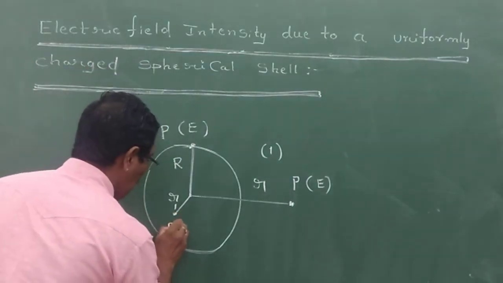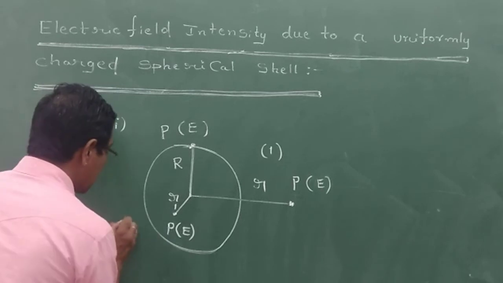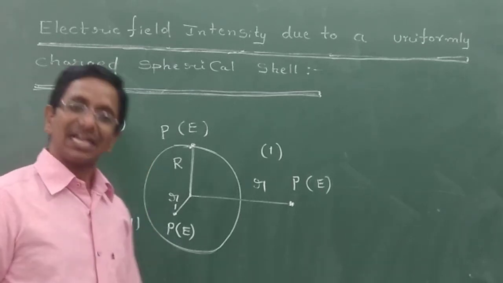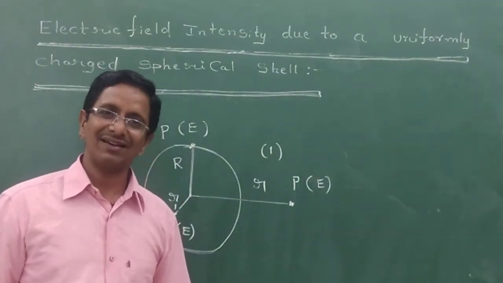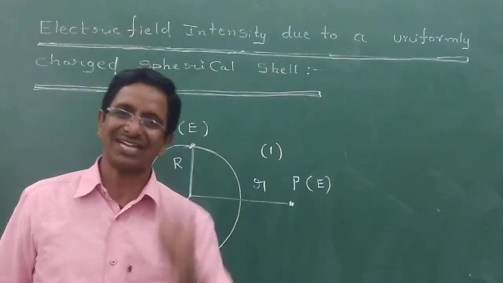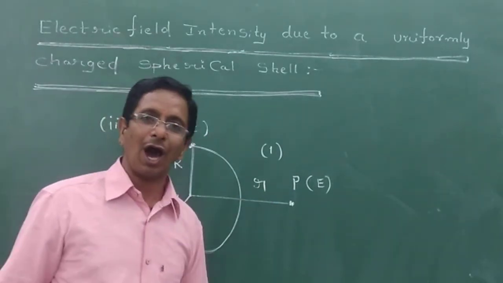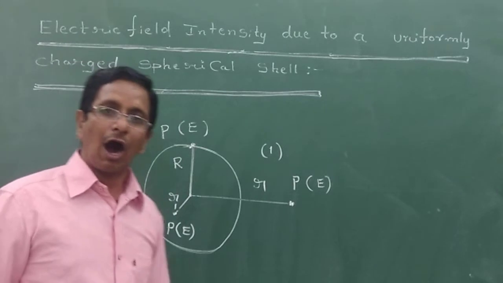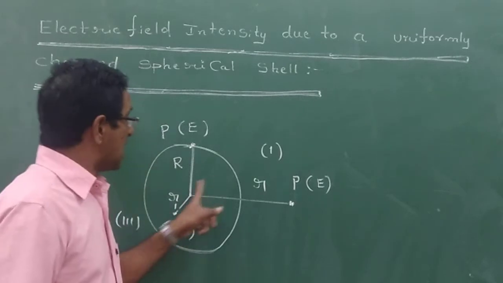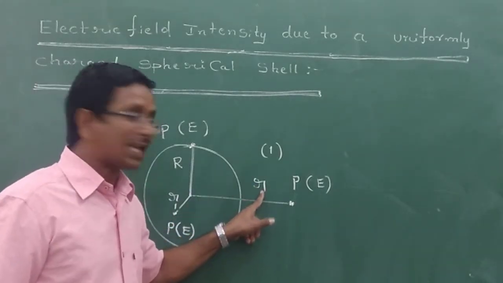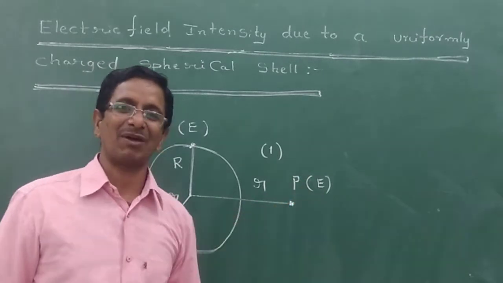This is point P. Our aim is to find electric field at this point. This is point 3. That means I took a spherical shell, and I want to find electric field at 3 different locations. These are at a distance small r, at a distance R, and at a distance R1. At a distance r, at a point P, our aim is to find electric field E. This is case number 1.